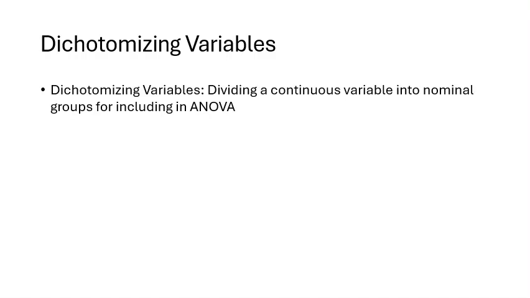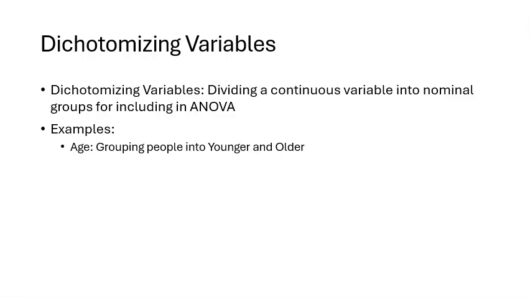So sometimes we have to dichotomize variables in order to make them useful in ANOVA. And by dichotomizing, we just mean dividing a continuous variable into nominal groups for inclusion in ANOVA. So for example, sometimes we might have a continuous age variable. We've collected people's ages, but we might group them into older and younger for the purposes of analysis.